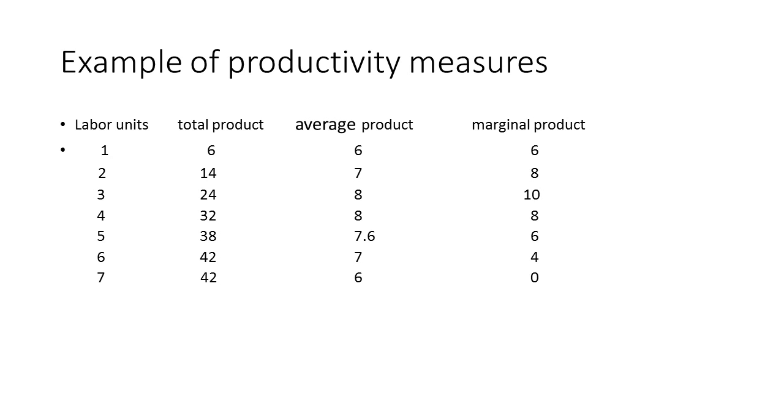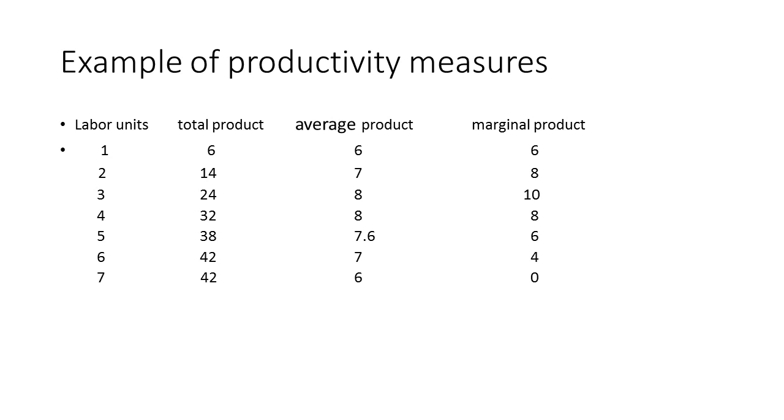So my average product is simply, in the first case, 6 divided by 1. In the second one is 14 divided by 2, then 24 divided by 3, and then 32 divided by 4, etc. So we get average product 6, 7, 8, 8, 7.6, 7, and 6. Now notice what's happened here. The average product is rising and then begins to fall. Okay, we'll discuss that in a minute.